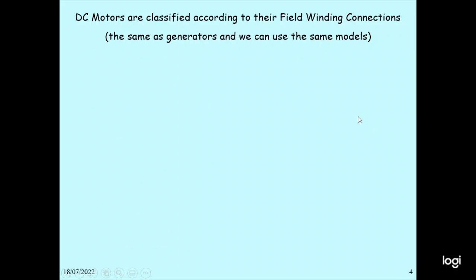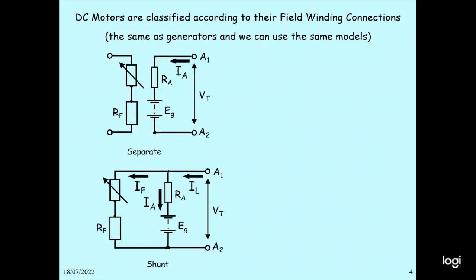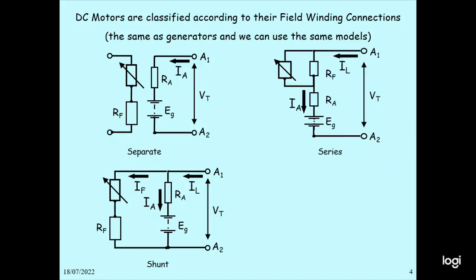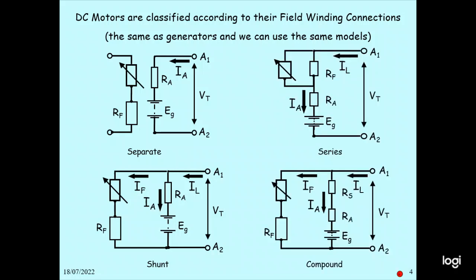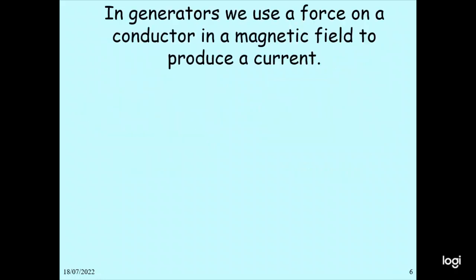DC motors are classified according to their field winding connection. The same as the generator, which can be used with the same motor. So this is a separately excited DC motor, here is a shunt DC motor, a series DC motor, and a compound DC motor. This is a long shunt compound and a short shunt compound DC motor.